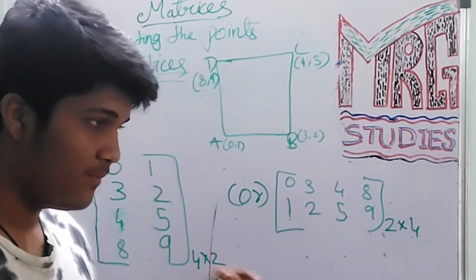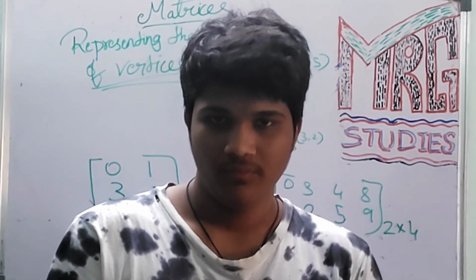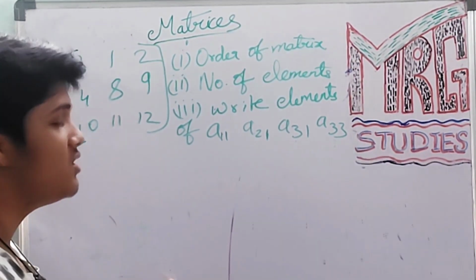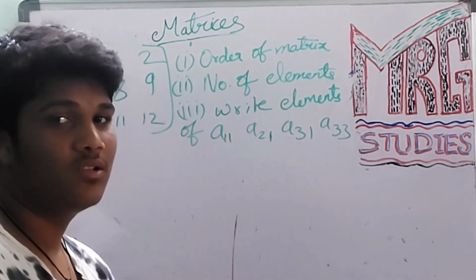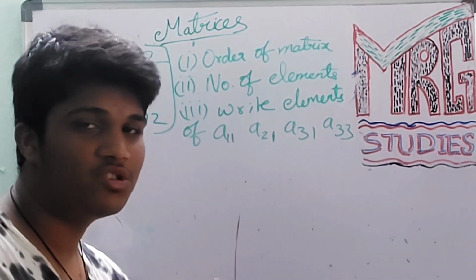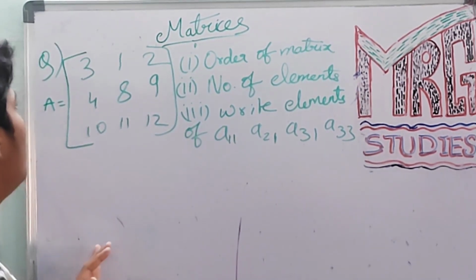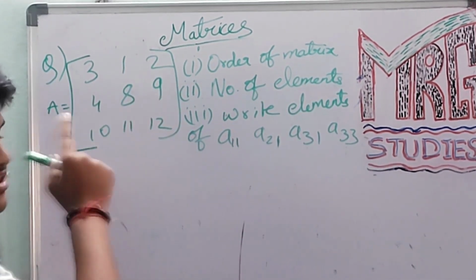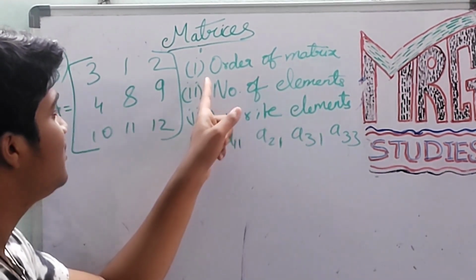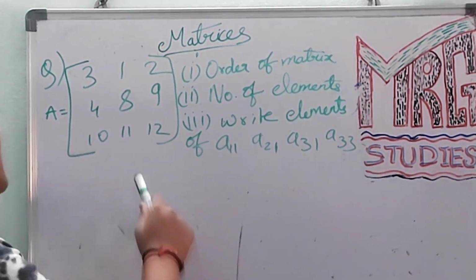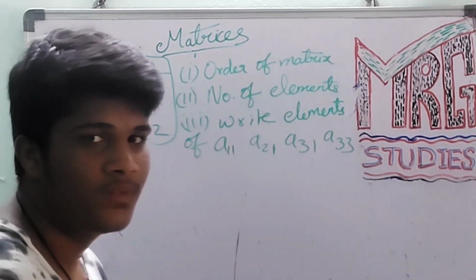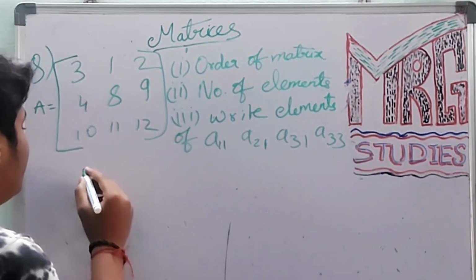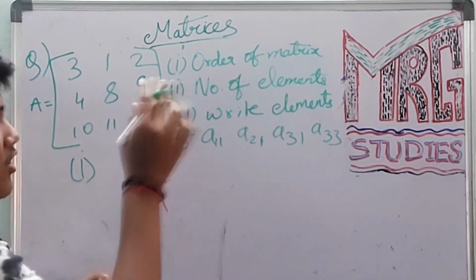Now last I will do one question. After that I will close the video. So see friends, concentrate. Now the question: we have matrix A equals, this is the matrix we have. In this, the first question they ask is: find the order of matrix. So let's do it.